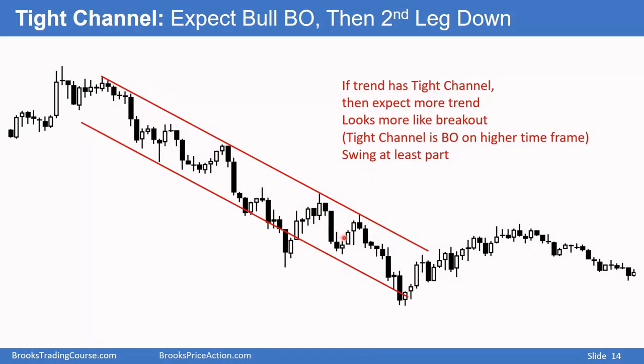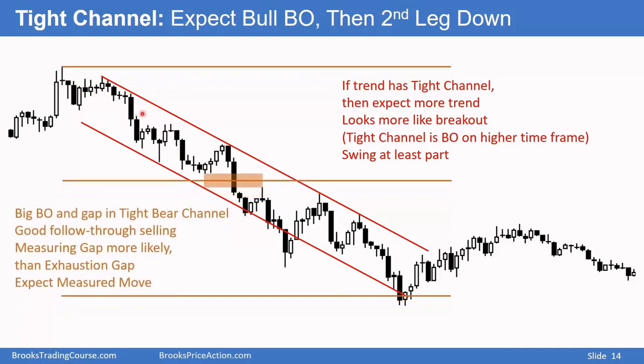Fairly tight bear channel. Whenever you have a fairly tight bear channel and then you have a bull breakout, chances are the reversal up is minor. A minor reversal usually leads to either a trading range or a resumption of the bear trend. On a higher time frame chart, a very tight channel like this is a breakout. So if you get a pullback, it's like a bull breakout above a microchannel on a higher time frame chart. The odds are traders will sell the first breakout to the upside.